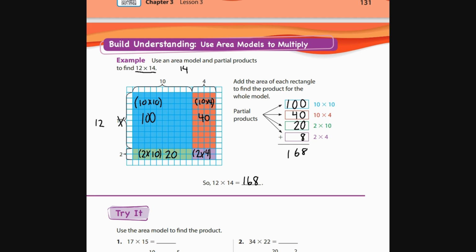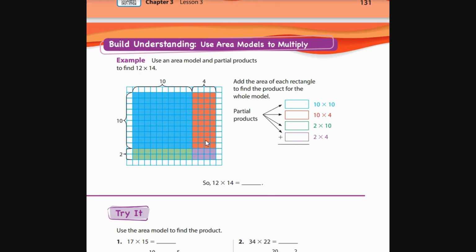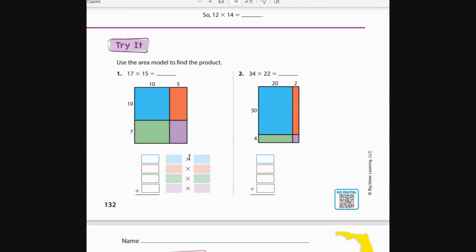Now let's try our try it. Okay, and let's try it out. Here we go. All right. Step number 1. Let's focus on these colors, right? Blue. Let's do blue first. 10 times 10. Let's put that here. 10 times 10. Okay, 10 times 10 is what? 100. So I'm going to put 100 here.